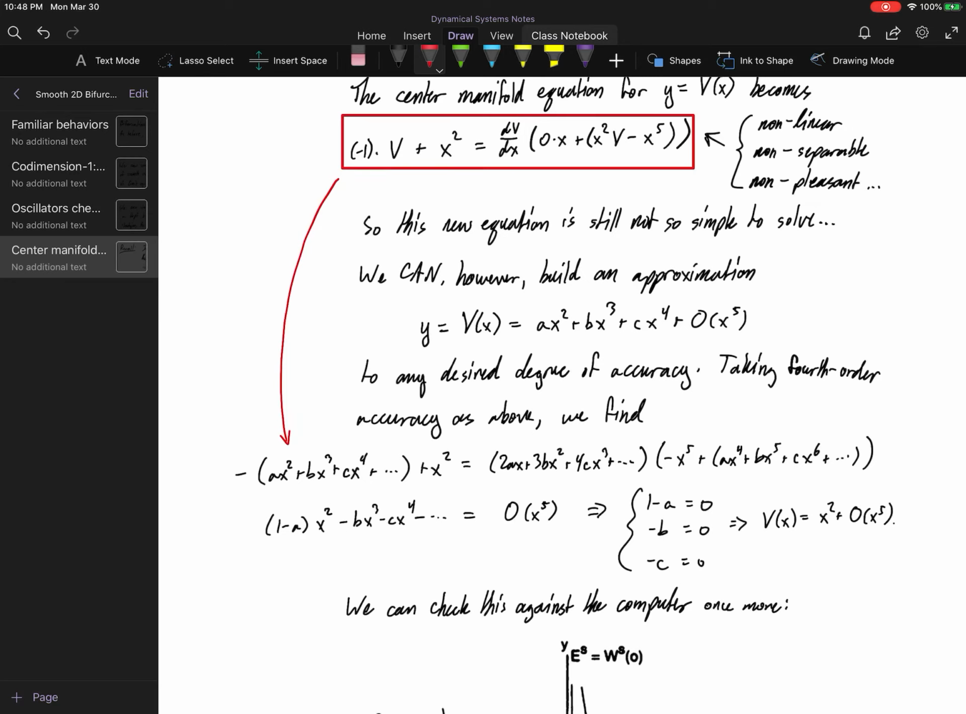The only thing that changes is that we add an x squared to the mix. So I get a 1 minus a times x squared minus a b x cubed minus a c x to the fourth, and so on. But on the right-hand side, this is where things get a little tricky. You're going to have to multiply. This is the FOIL problem from hell.